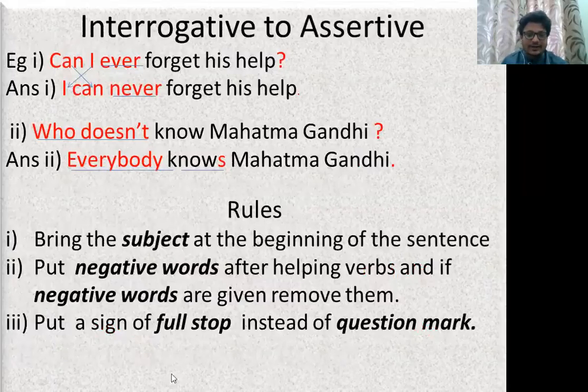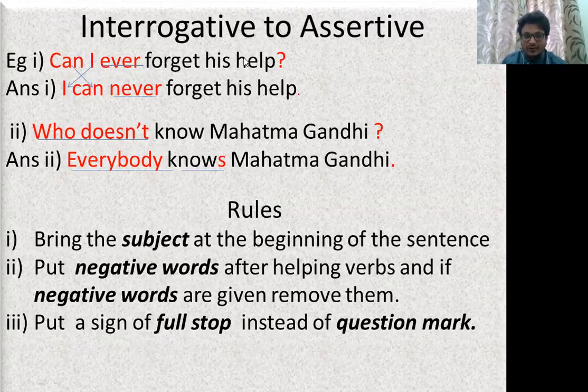Now we'll come to the exercise of converting interrogative sentences into assertive. Again, the rules are we have to bring the subject first. After that, if negative words are given, we have to remove them; if they are not given, we put negative words after the helping verb. We have to put a full stop instead of a question mark because we are converting an interrogative sentence into assertive. Now let's come to question number 1.